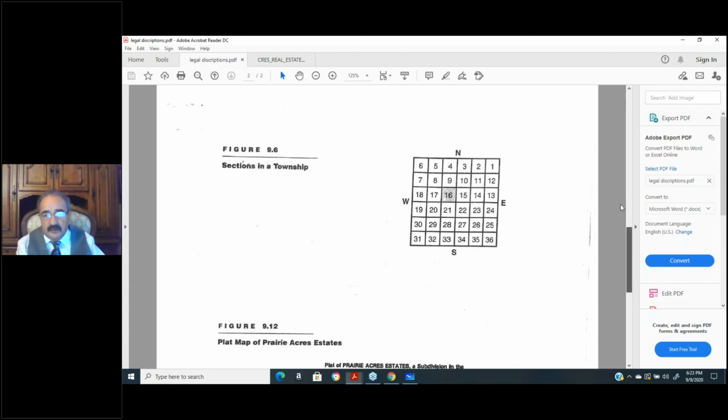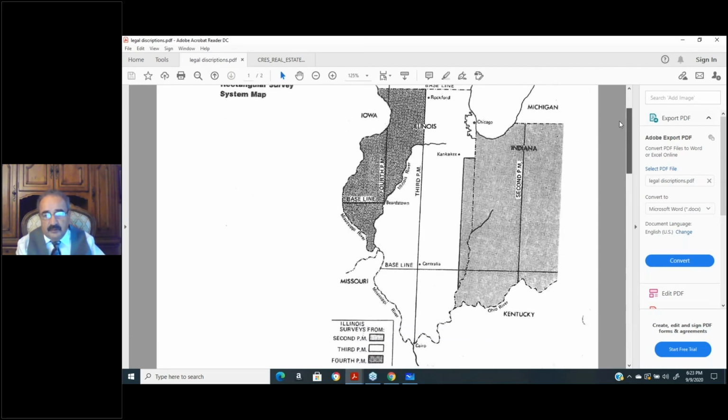I just downloaded it. And this one shows that we use 3 principal meridians here in Illinois. Illinois is always referenced by the 2nd, 3rd, or 4th principal meridian. 2nd principal meridian is located in the center of Indiana, just covers a small portion of Illinois along the Illinois-Indiana border just south of Kankakee. That's that lightly shaded area.